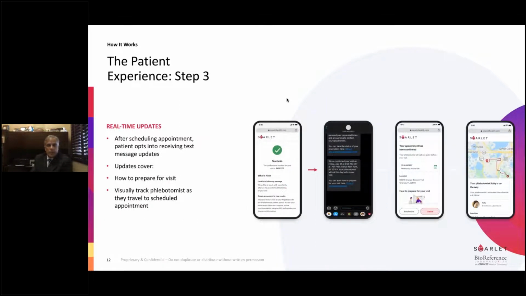Step 3 are the real-time updates. And this is a really nice piece to the experience. After the patient schedules the appointment, the patient opts into receiving text messages about updates. What do the updates cover? The updates cover how to prepare for a visit. Sometimes if it's a particular lab, it might be a fasting lab, so it'll make sure it gives them some information, reference the fasting lab and how many hours and so forth to assist that patient in preparation.